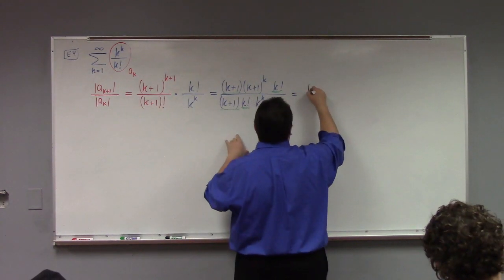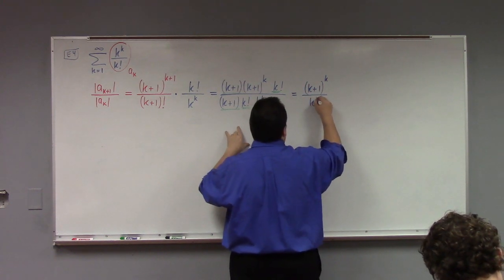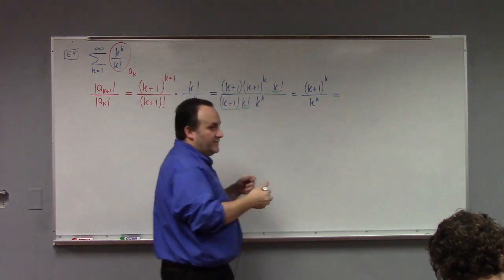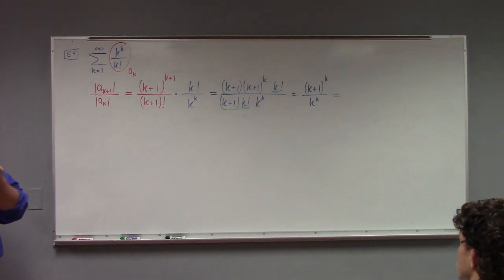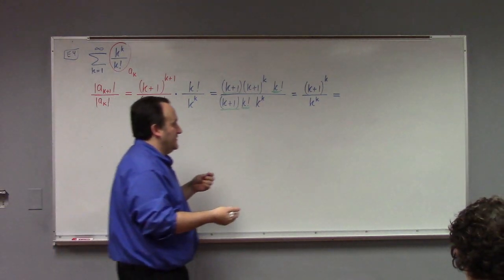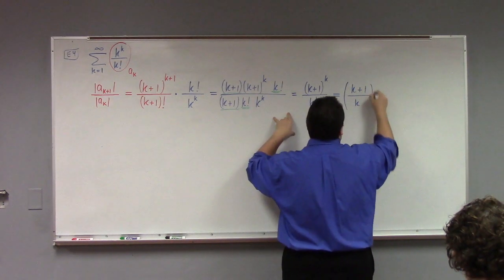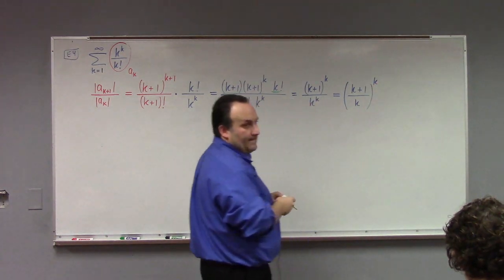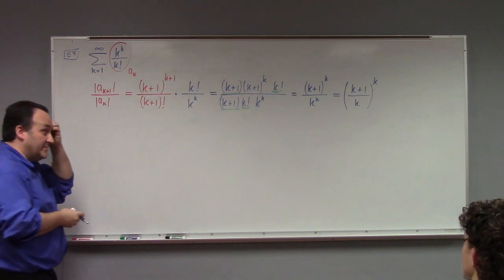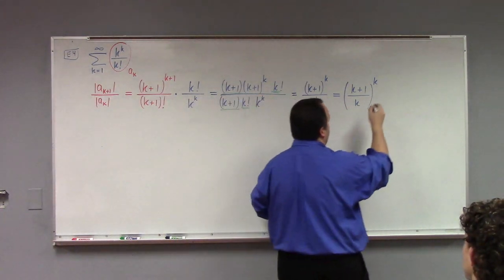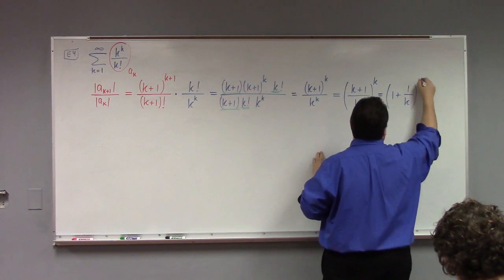It leaves us with k plus 1 to the k, divided by k to the k. Oh, hey, we can simplify that, right? When you have the same power in a fraction above and below, we can combine it into a single fraction to that same power. So by the laws of algebra, this is the same as k plus 1 over k, to the k. And that we can simplify further, right? How does that simplify? 1 plus 1 over k, to the k.